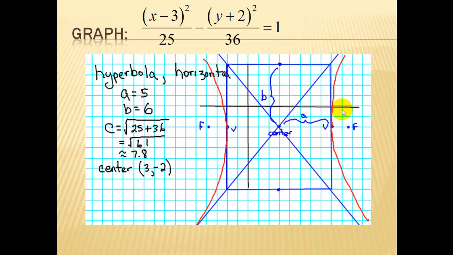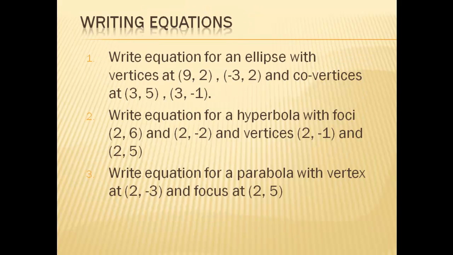So now we've taken ones in standard form and graphed them. Let's talk about how we can, given key information from a conic, write its equation in standard form. So I've got 3 problems here. We'll go through each one. So our first one's dealing with an ellipse, and we're given the vertices and the co-vertices. Key thing here is our center is going to be the midpoint between the vertices and the midpoint between the co-vertices.